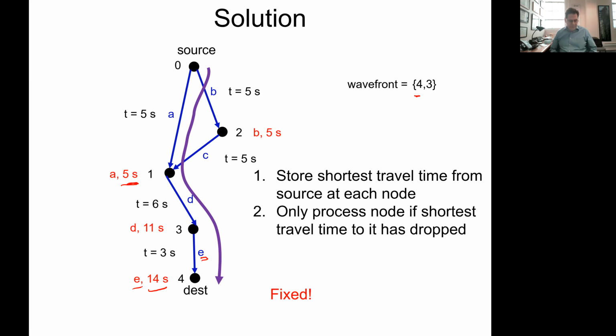And that's it for today. We'll talk about this more this week. But with this new tweak to the algorithm, we now can find shortest paths reliably using breadth first search.